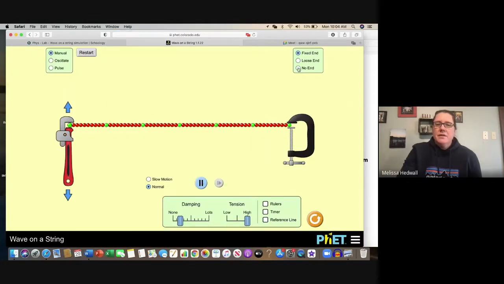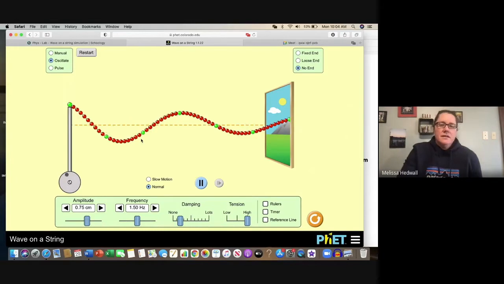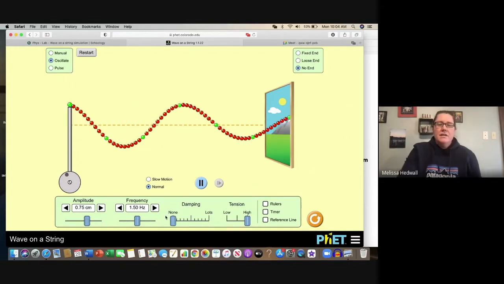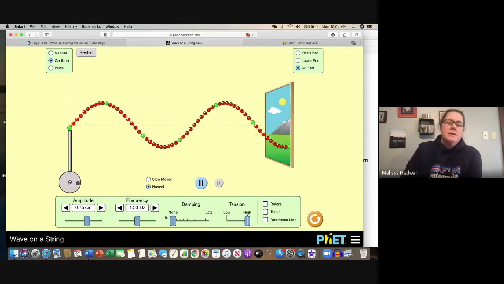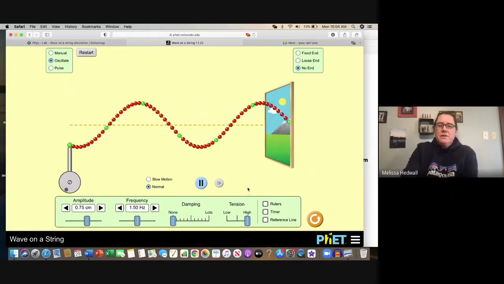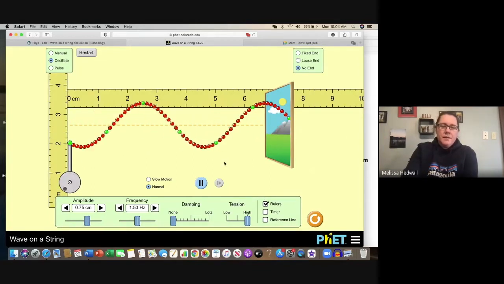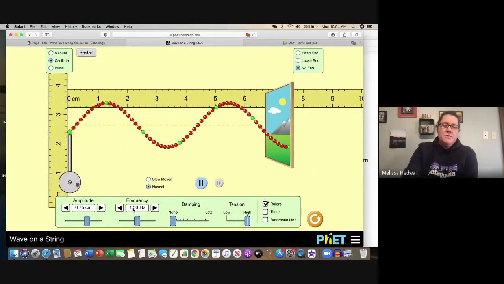We're going to go up here and go to no end. We have a window. Click to oscillate, and we're going to move the damping to none. We'll do some stuff with damping in a little bit, but for right now, we'll just keep it without any on there. So we have the wave. We're going to put the rulers out here. A couple of things to note. Our frequency is 1.50 hertz here.